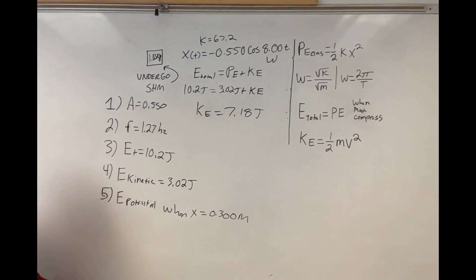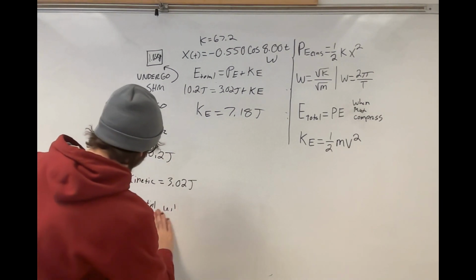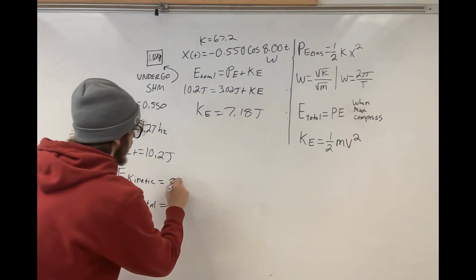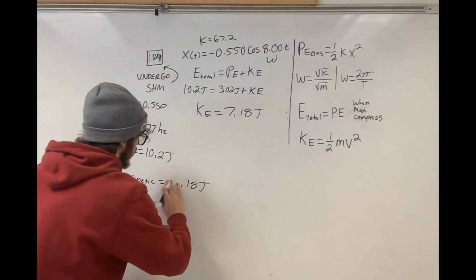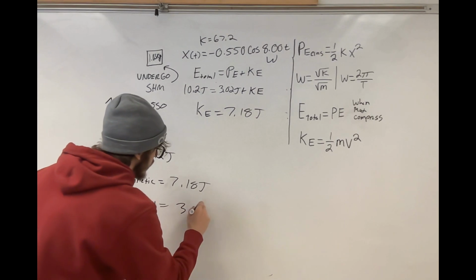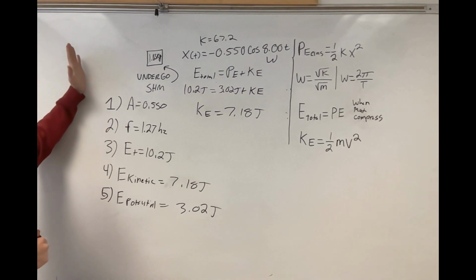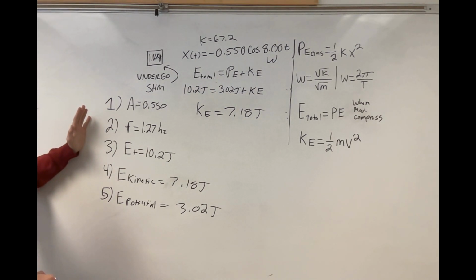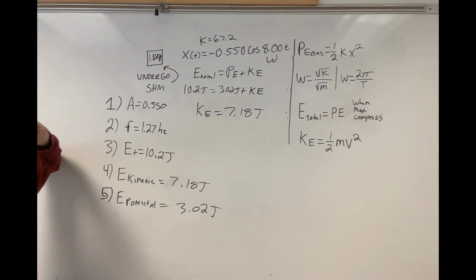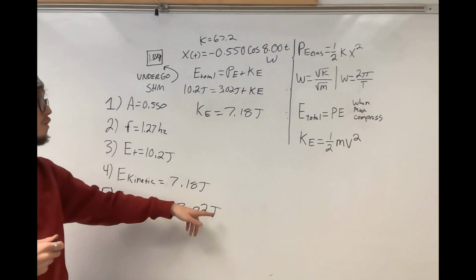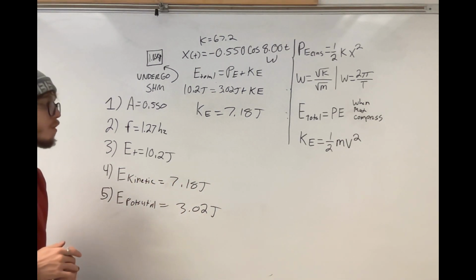That is the solution to all of these. Oh, I have these switched here. So this should be 7.18 joules, and this should be 3.02 joules. Kind of a mess with my solution, but these are all of the answers. The amplitude is 0.550. The frequency is 1.27 hertz. The total energy of the system we calculated to be 10.2 joules. We calculated the potential energy first, 3.02 joules, and then we found the kinetic energy was 7.18 joules.